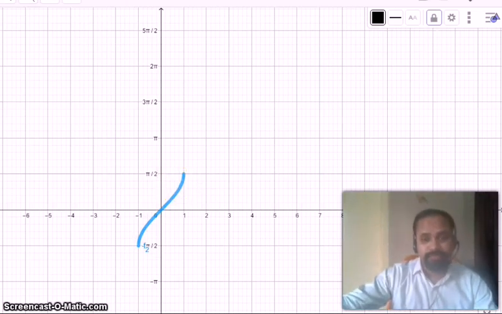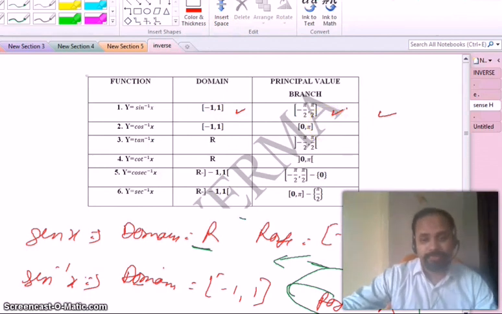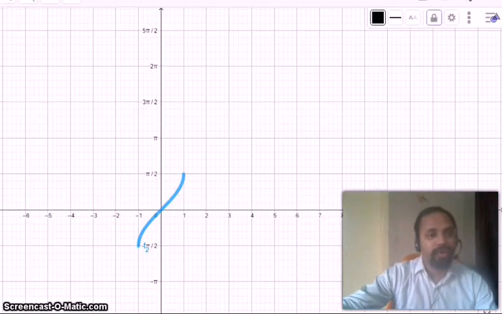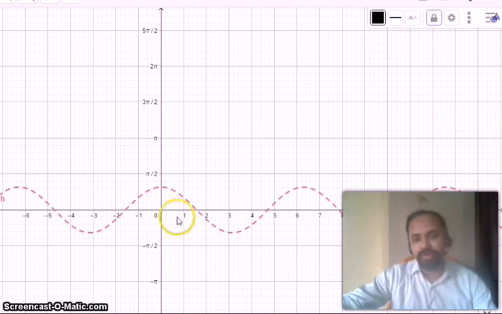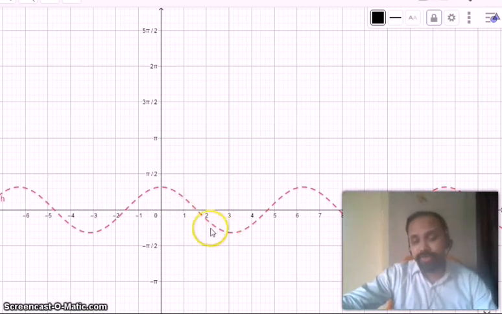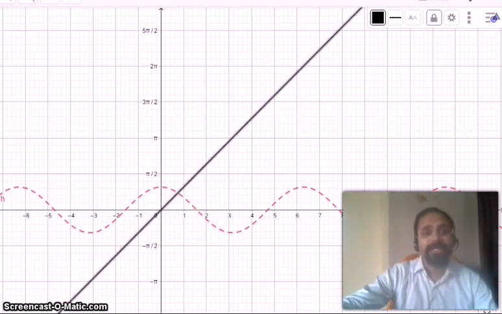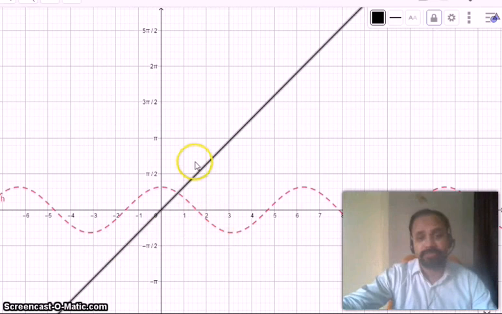So if you see, the domain of sine inverse x is minus 1 to 1, and the range is minus pi by 2 to pi by 2. Similarly, let us see the graph of cos inverse x. First remove this one. Let us see the graph of cos first. We know the graph of cos x is this one. Again, to draw the graph of cos inverse x, first of all we draw the line y equals x, and next simply draw the image of this graph with respect to this line. That means the reflection of that graph is this one.